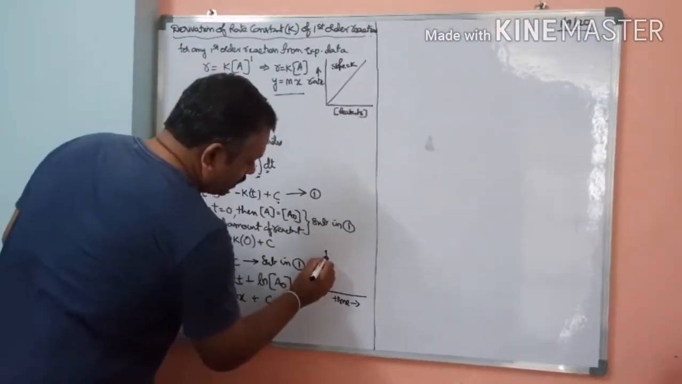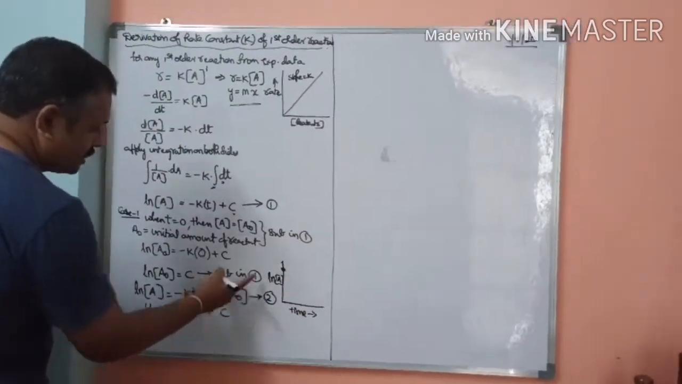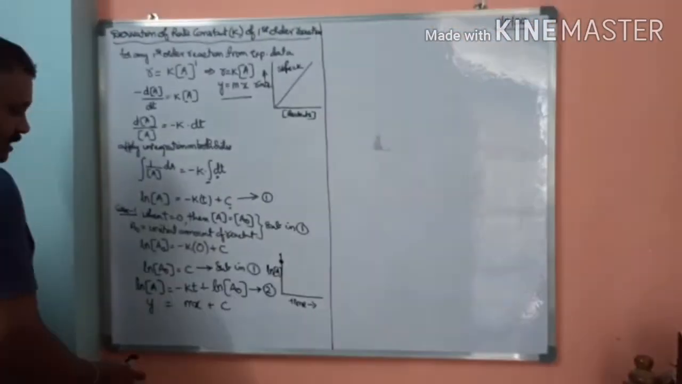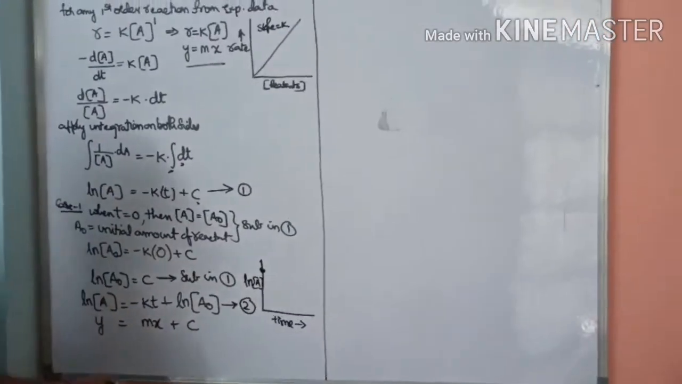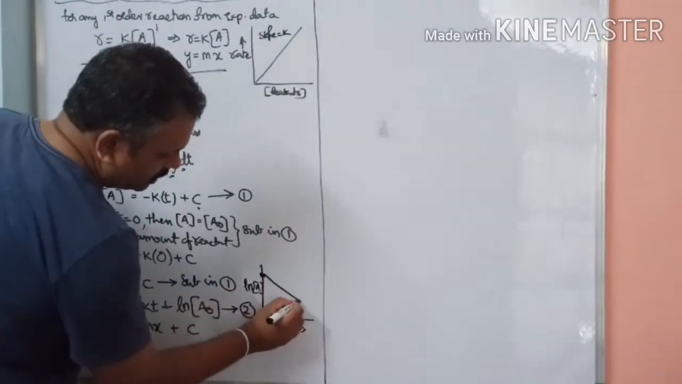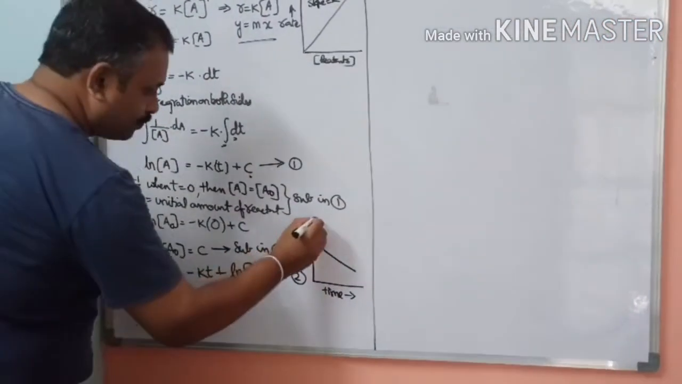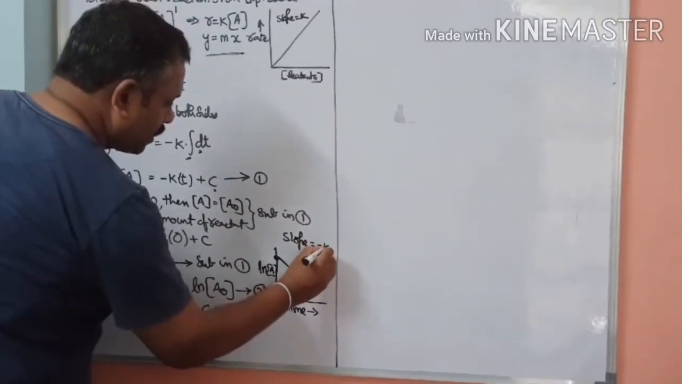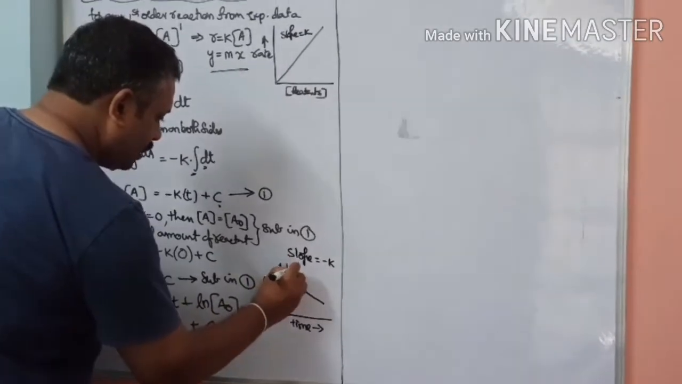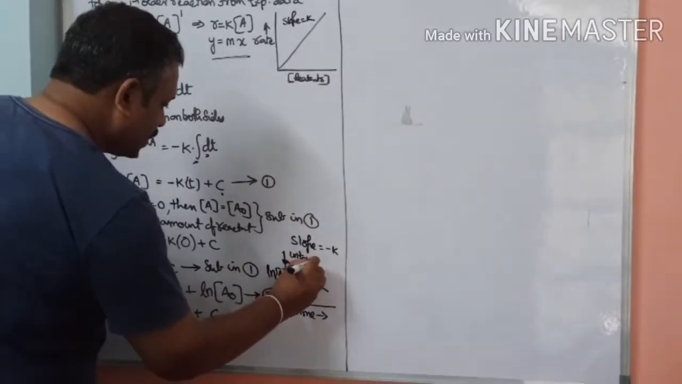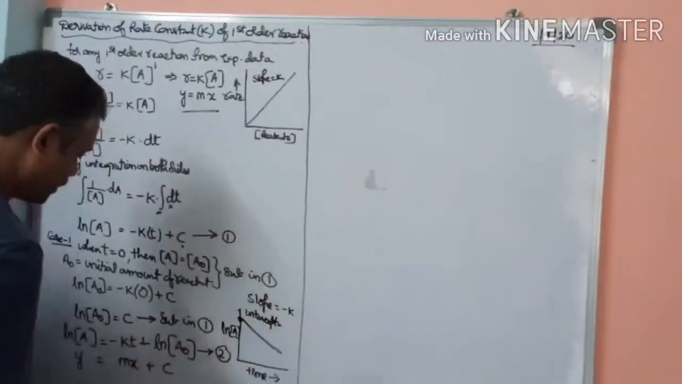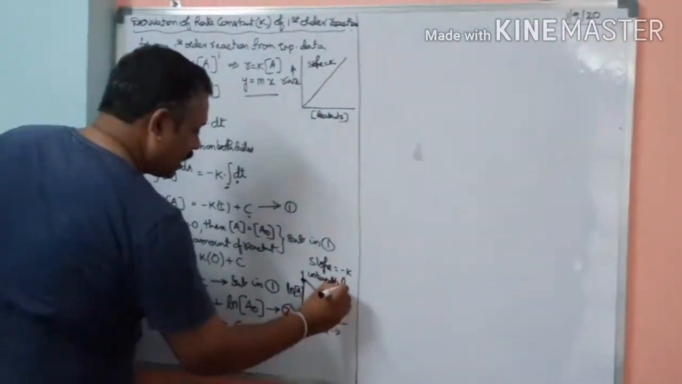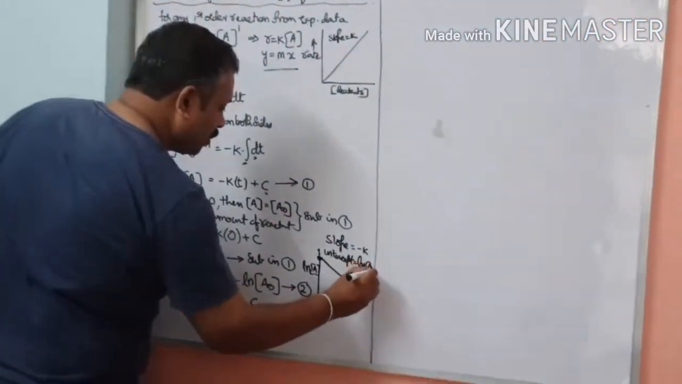And since there is an intercept, the c value is an intercept, so it's making it on the y-axis, and the slope is minus k, so it shall be a straight line with a negative slope. So if anyone asks you what is the slope, you have to write it as minus k. If anyone asks you what is the intercept in this particular case, then the intercept is ln of A naught.